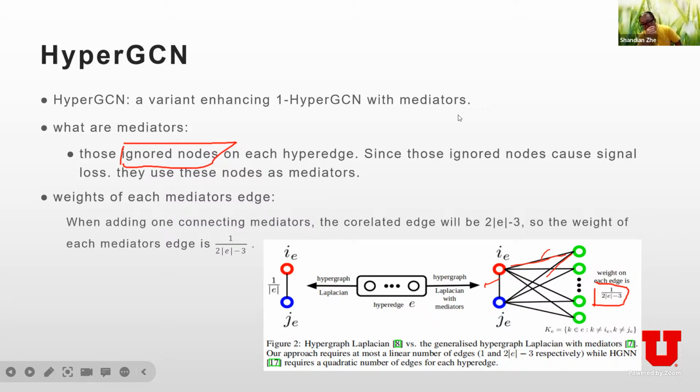But anyway, let's continue. Yeah, and in the paper, I think there is a weight for each hyperedge in the Laplacian with mediators that sums to 1. It's a kind of assumption here.